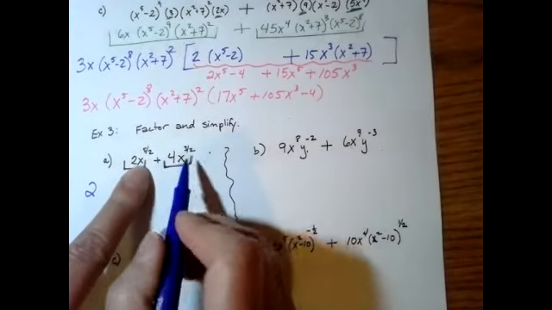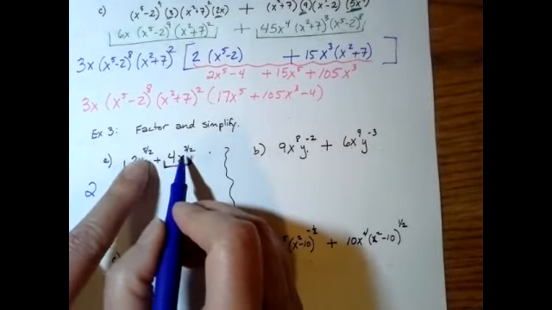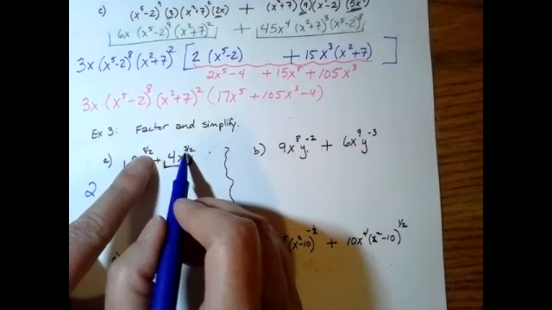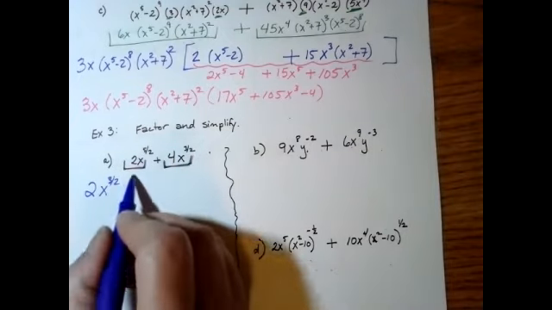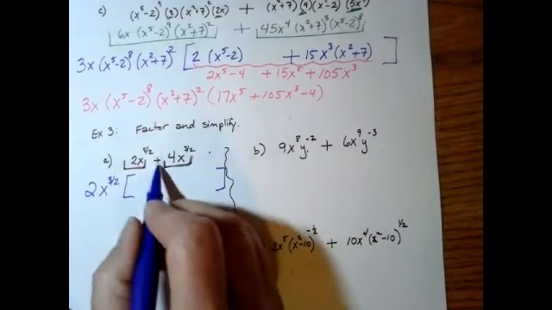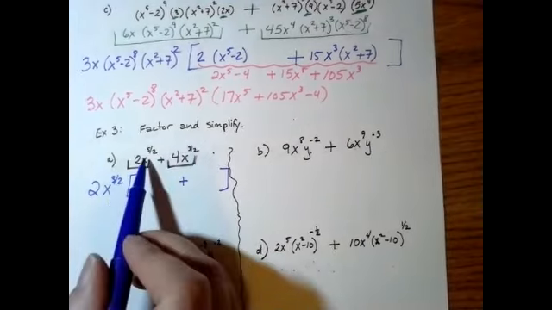Now, when it comes to these x's, ask yourself, which one has the least power? Is 5 halves or 3 halves smaller? 3 halves is smaller, so that's what comes out. 3 halves. Bracket. Put that plus in there. Get ready for what's left.